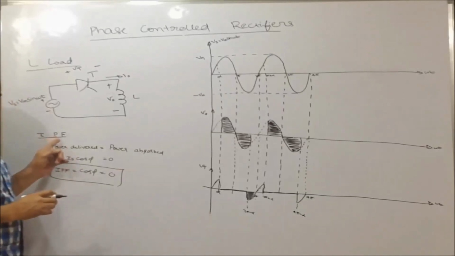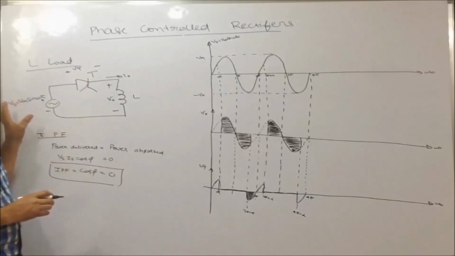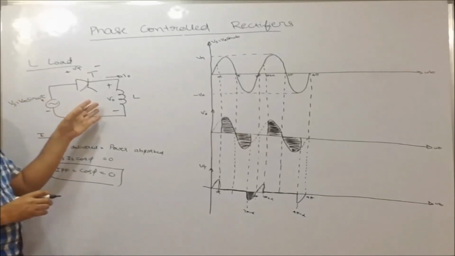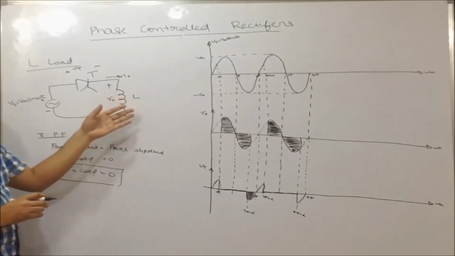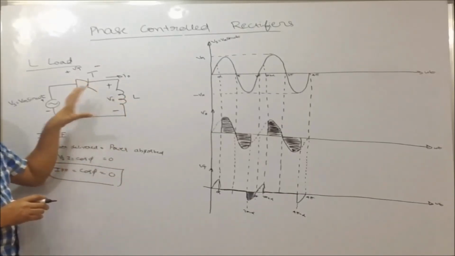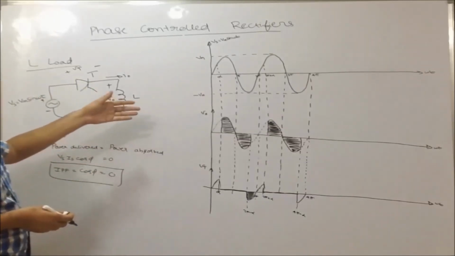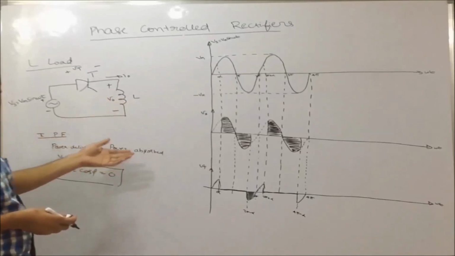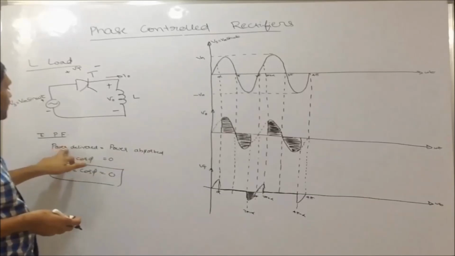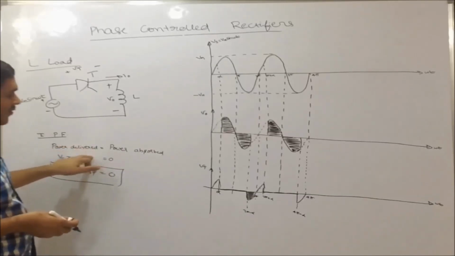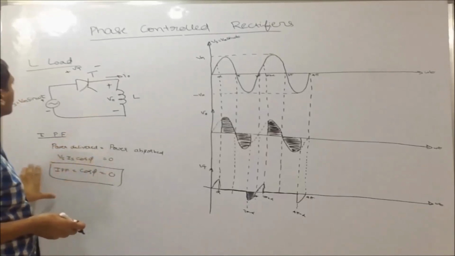For calculating the input power factor, I am equating the power delivered by the source equal to the power absorbed by the load. Power absorbed by the load is straight away 0 because I don't have an energy consuming element in my load. The inductor doesn't consume energy or power. So the power absorbed is 0. That is equal to the power delivered, which is Vs, Is, cos phi. So cos phi is 0. Input power factor is 0.